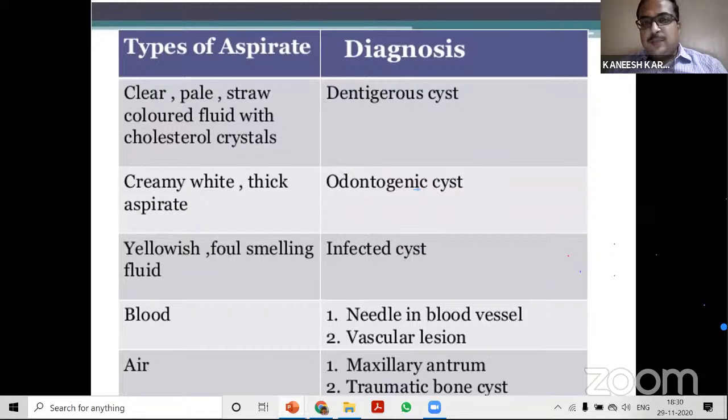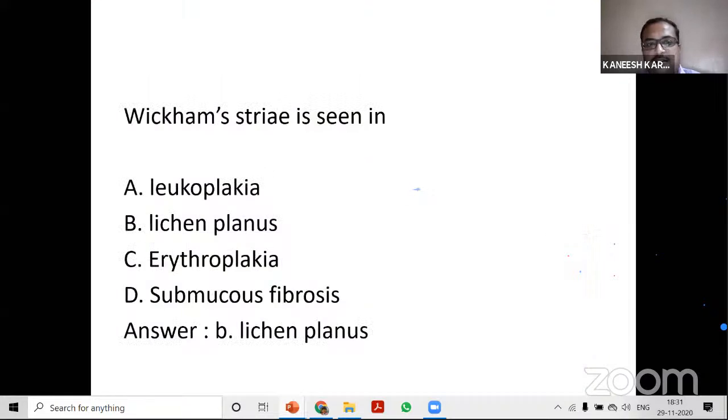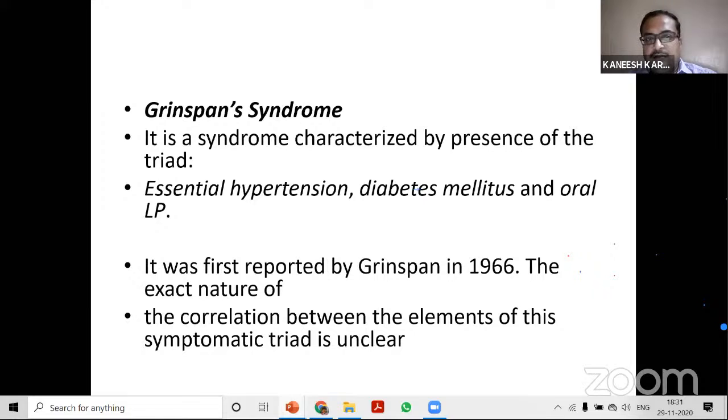So these are the different types of aspirates for different cysts. If it is clear, pale, straw-colored fluid, it is dentigerous. If it is creamy white, then it is an odontogenic cyst. If it contains a lot of cheesy white material, then it is an OKC. Okay. Blood, if it is vascular, is seen. Wickham's striae is seen in, of course, the answer is already there, lichen planus. Greenspan syndrome is essential hypertension, diabetes mellitus, and oral lichen planus.